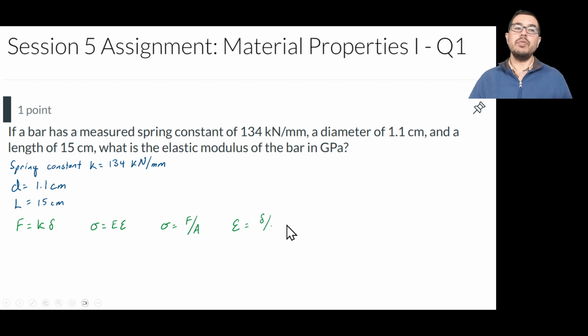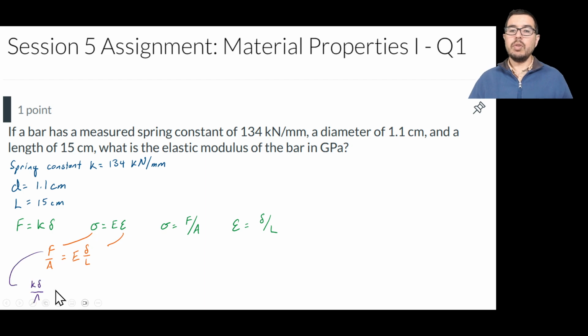And then the final expression that we're going to bring in from our understanding of mechanics is the relationship between strain and displacement and the original length of a bar. So let's go ahead and do some substituting. We have F over A is equal to sigma, so we can plug that in. And we have E times epsilon, and epsilon is equal to delta over L, so we can plug those together.